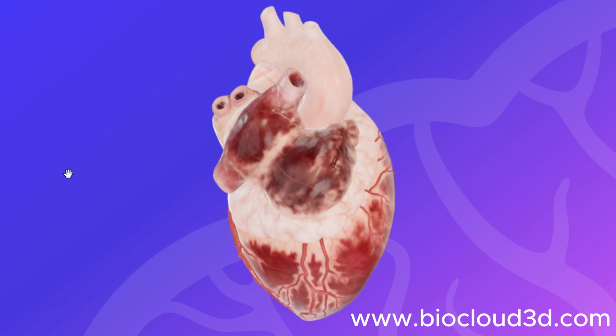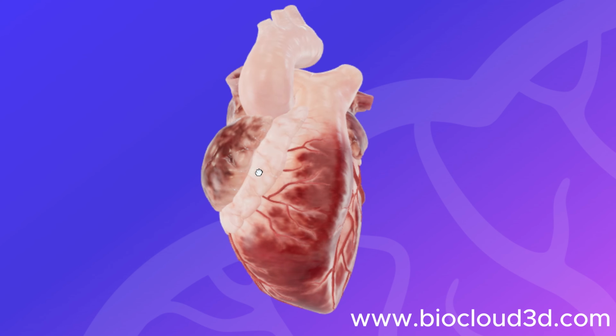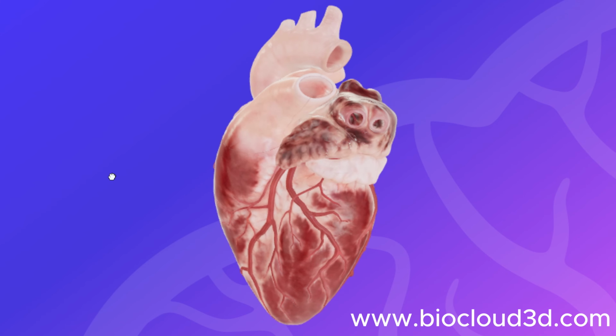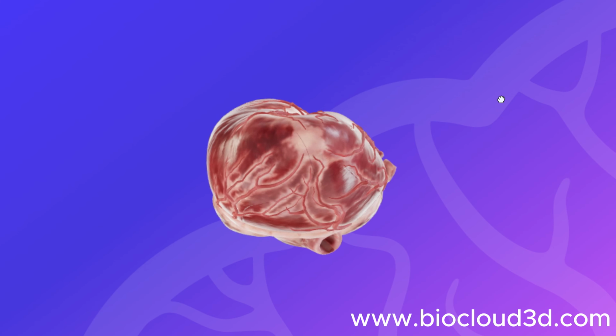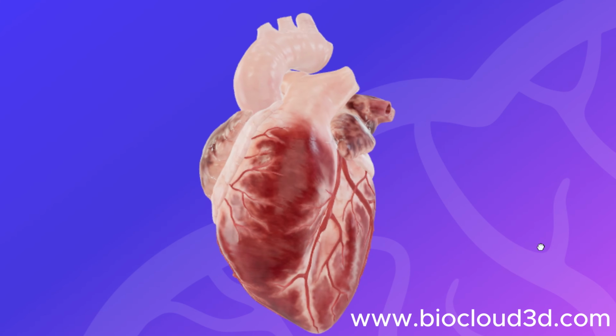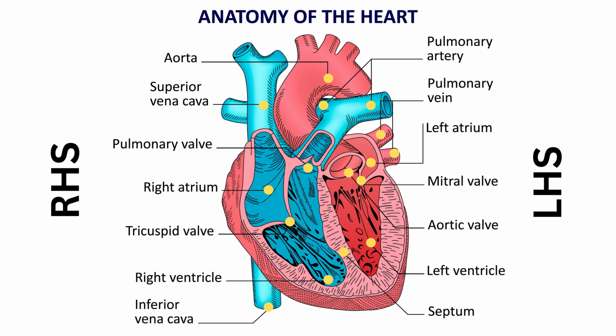I found this cool video that shows a beating heart, and I can revolve and record simultaneously to show various parts in all the directions. Let's slice it to look at the internal structure. The septum divides the heart into two sections, right and left. The right side of the heart contains deoxygenated blood and the left side of the heart contains oxygenated blood.